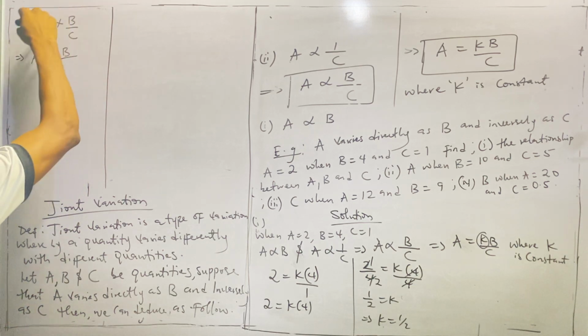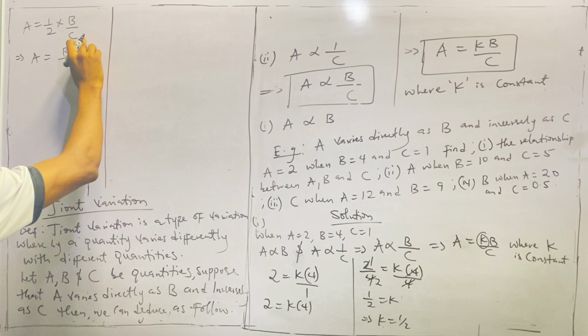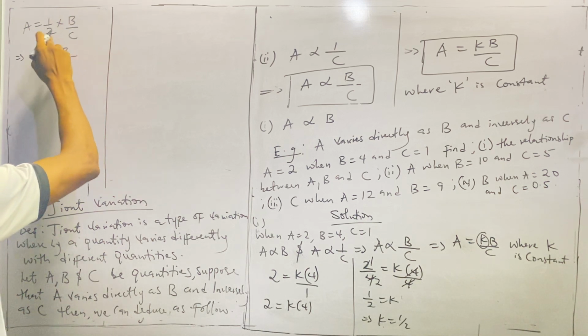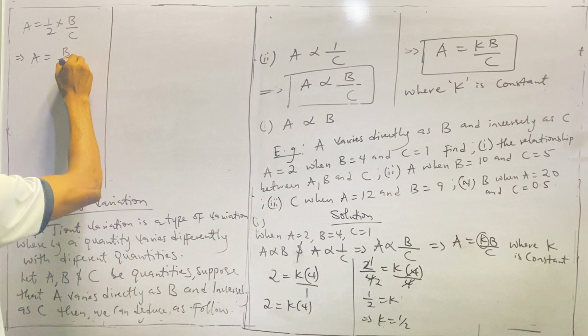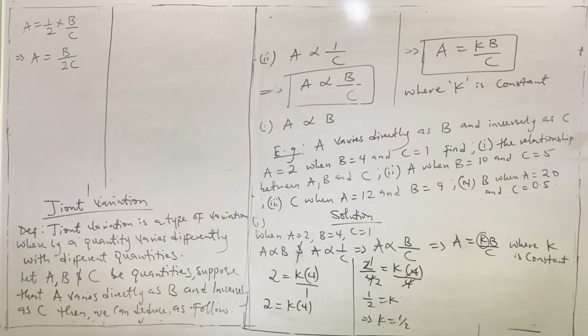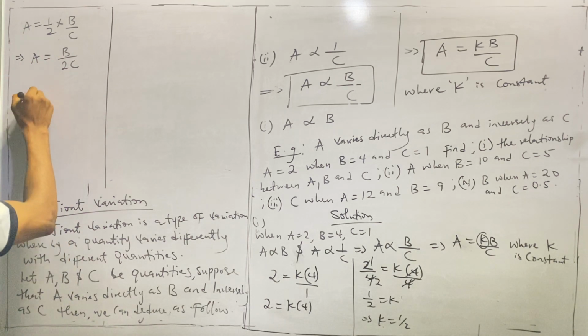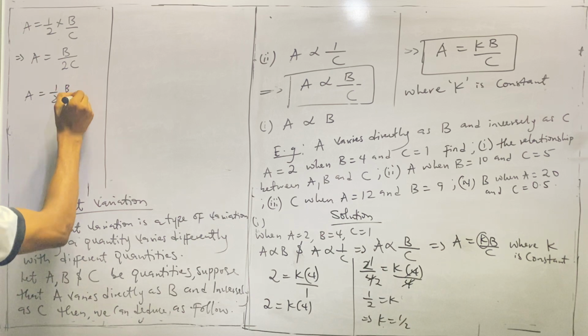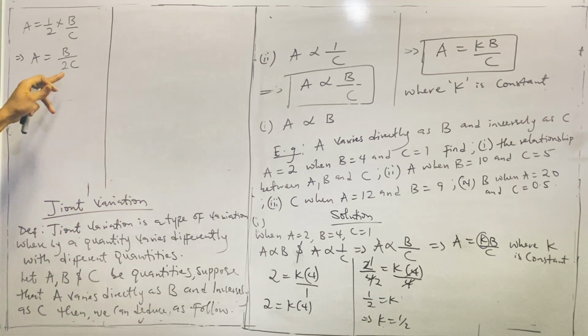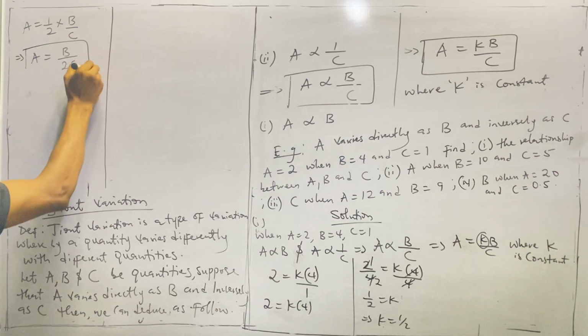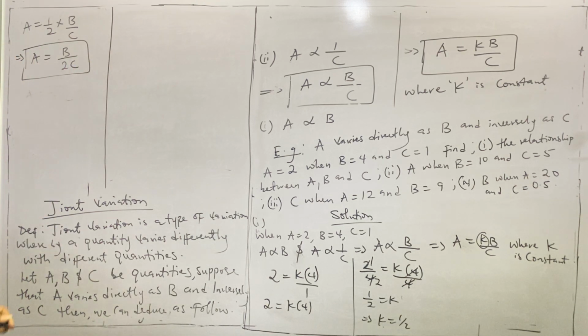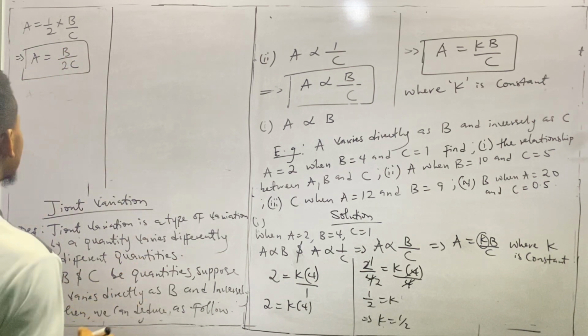Remember, there is always multiplication between numerator and denominator, right? So 1 times B is B, 1 times C is 2C. Or you can call it half BC. You can call it A equals half BC. It's still the same thing. You can leave it like that, or you can leave it like this. So this is our equation, the relationship between A, B, and C, or the equation connecting A, B, and C. So now we can solve the question.